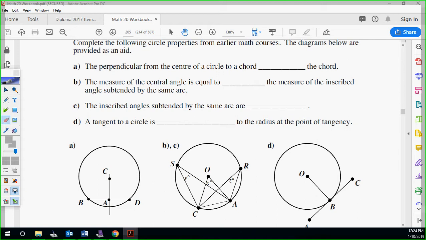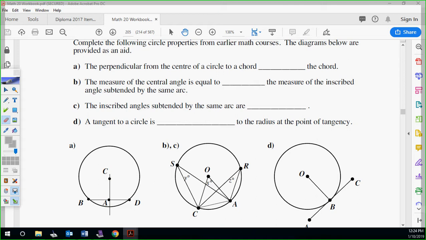If you draw from your center perpendicular to that chord, what does it look like it's doing? Well, perpendicular is 90, that is correct. But what's it doing to the chord? Yeah, bisecting. It's cutting it in half. Now, that's not just for this location. That works for all chords, and I'll show you what I mean.